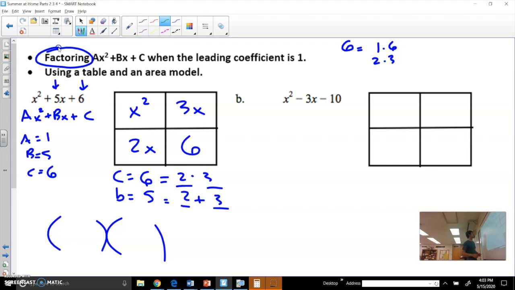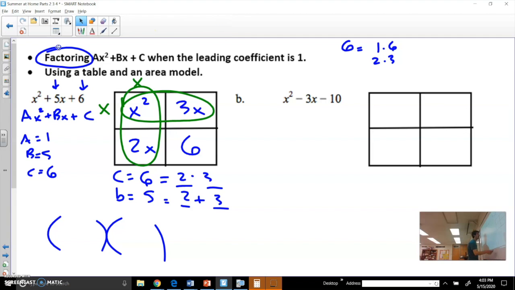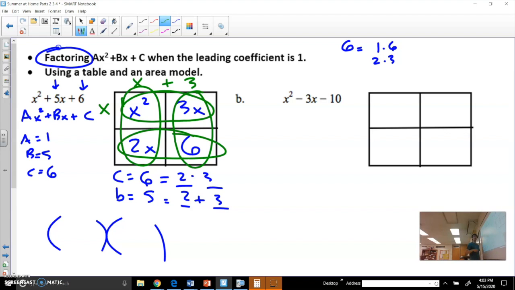part of the grid. So for example, x squared and 3x, what do these have in common? They both have x in common. What does x squared and 2x have in common, if I was looking up and down? Both of those have x in common. What if I looked here? What about 3x and 6? What do those have in common in terms of greatest common factor? They have a positive 3 in common. And 2x and 6, what do those numbers have in common? They're both divisible by positive 2.